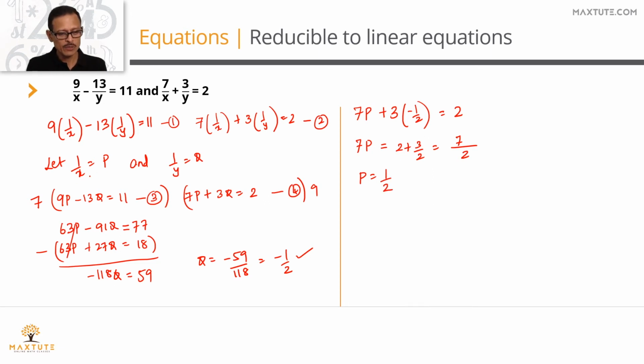What is p? P is equal to 1 by x. We have found the value of p to be equal to 1 by 2. So p equals 1 by 2 is equal to 1 by x. So solve this bit. Cross multiply x and 2. We get the value of x to be equal to 2.